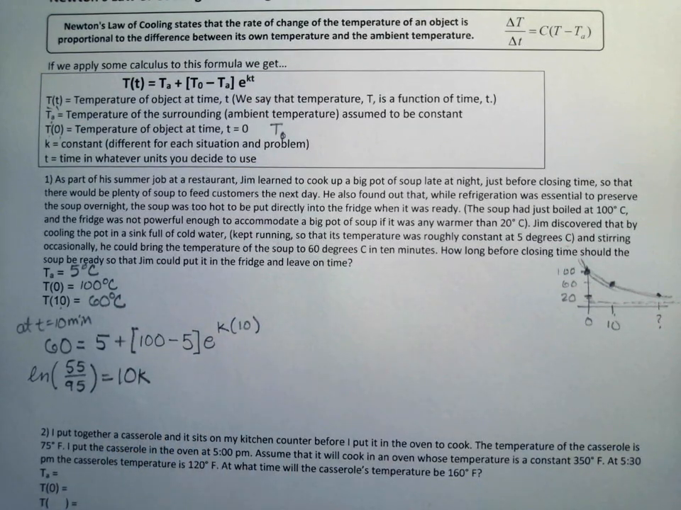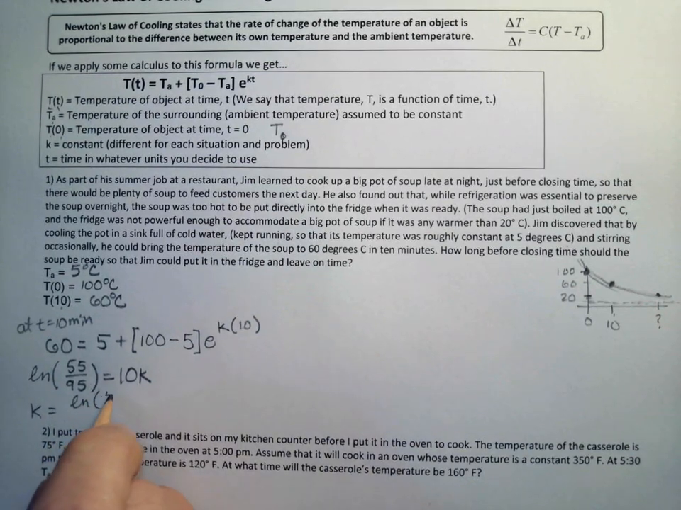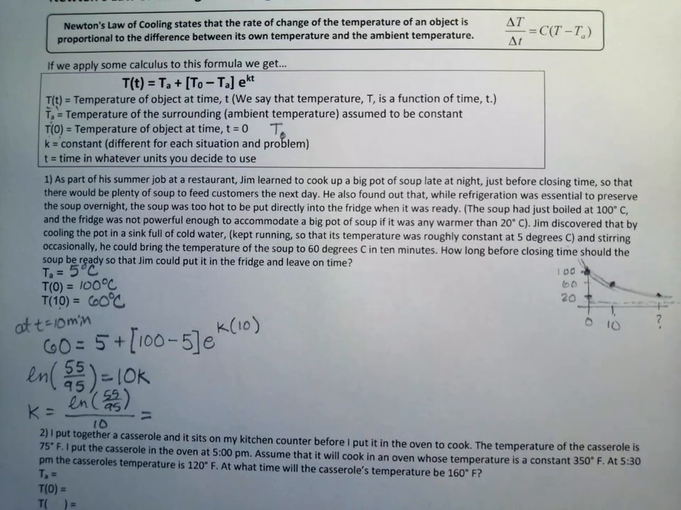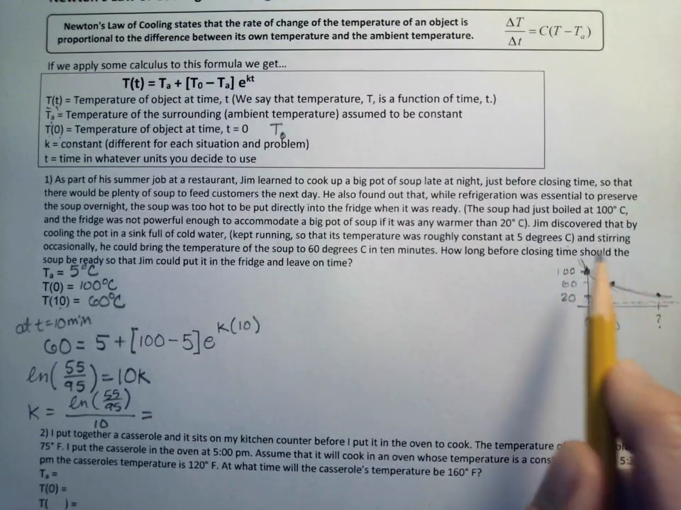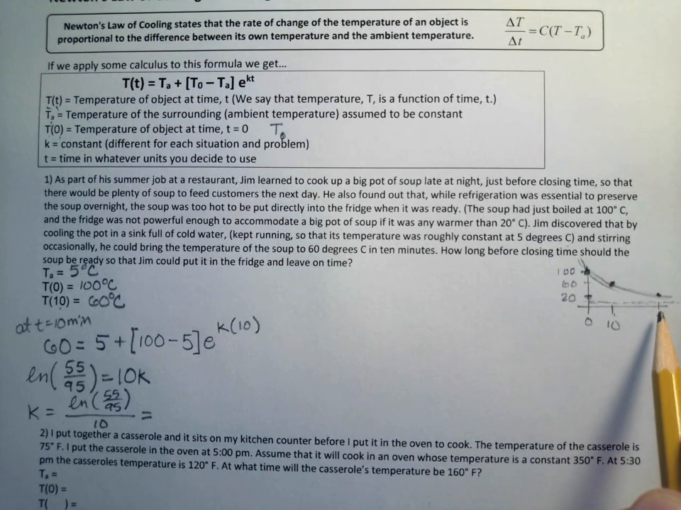Natural log of e, of course, that's 1, so we'll ignore that. So k will be equal to the natural log, again, that ratio, 55 over 95, divided by 10. And it makes sense, I think, because it's approaching this asymptote. It's decreasing, right? The temperature started at 100, and it's going to approach 5 degrees if we let it sit in the cold water long enough.